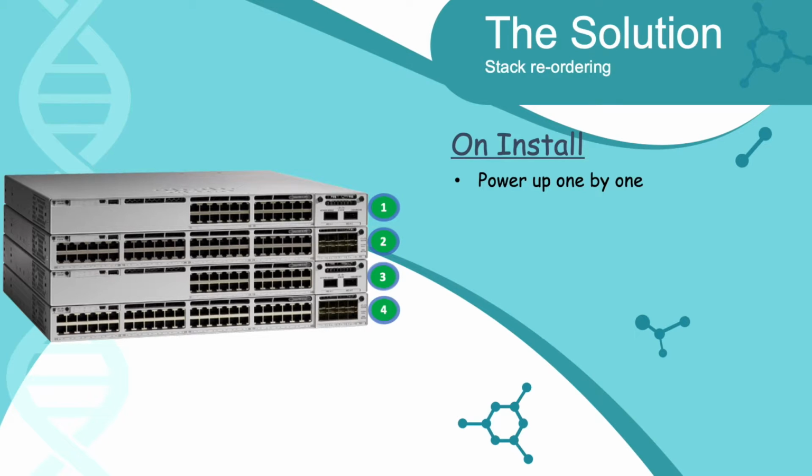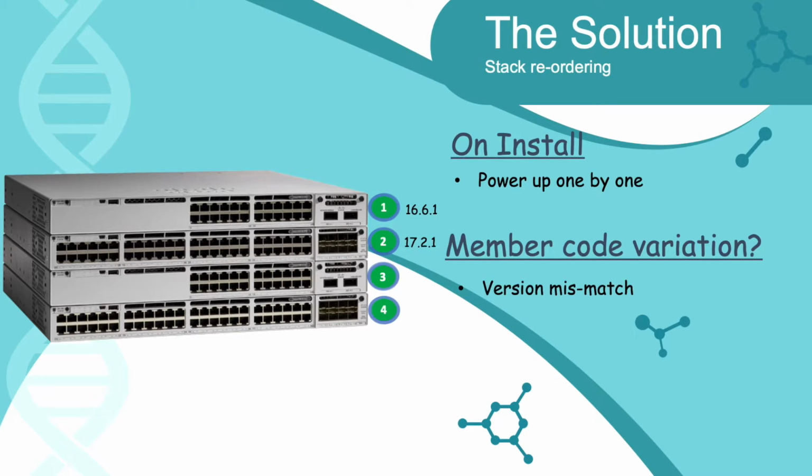That would be perfect if that worked every time, right? But what if you ordered 2 separate orders and they're on different versions of code? Then you get a version mismatch, don't you? If you boot up switch 1 first, then it's going to be 16.6.1, and you end up with this version mismatch. Then you have to do some manual interventions and do a code upgrade to make them have code parity.